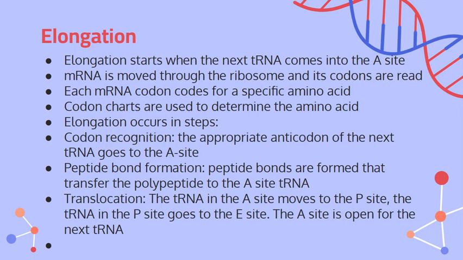Peptide bonds form and transfer the polypeptide from the A site to the P site. Then translocation occurs: the A site moves to the P site, and then the P site goes to the E site, and the A site opens up again.